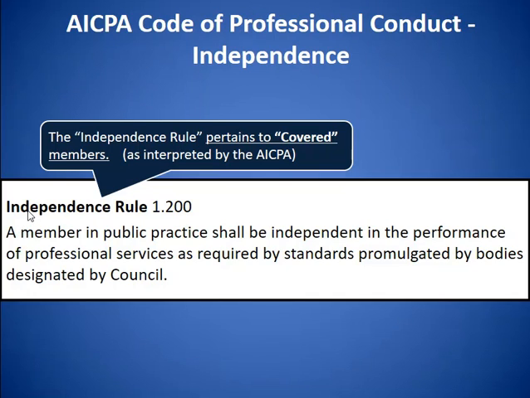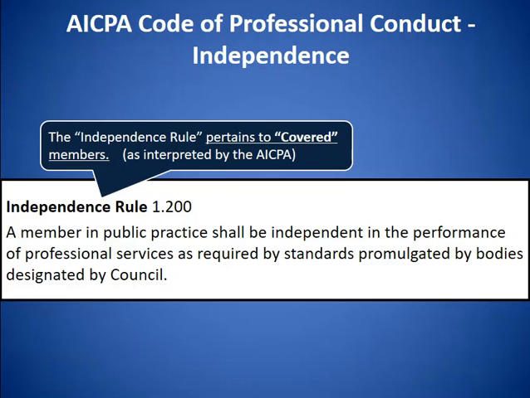The independence rule says a member in public practice shall be independent in the performance of professional services as required by standards promulgated by bodies designated by the council. What this is really saying is that a CPA, when they perform their job, needs to be independent in performing their function.